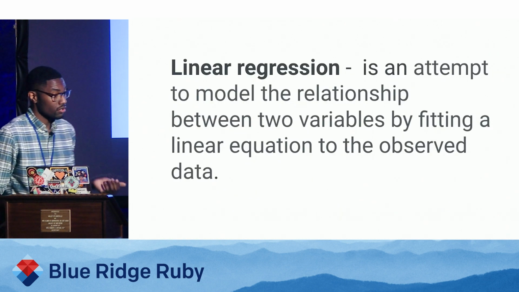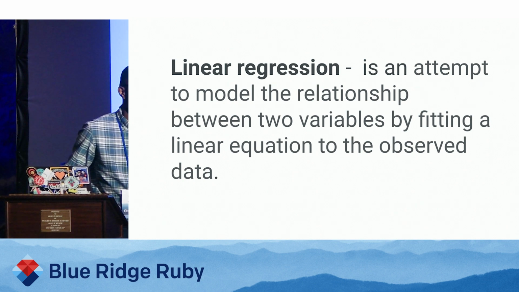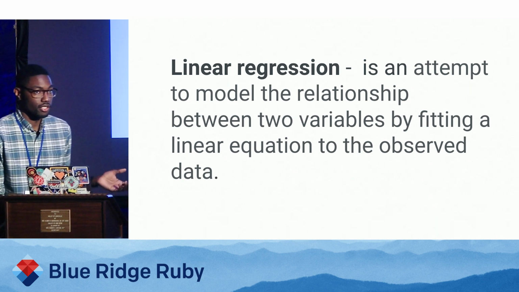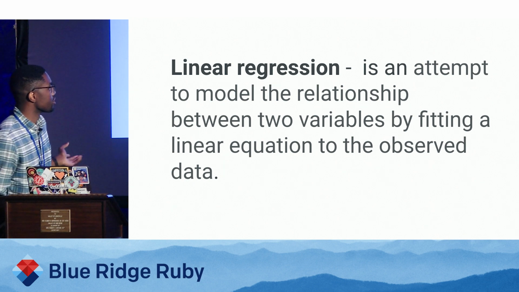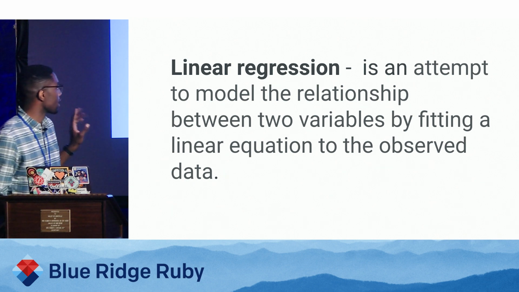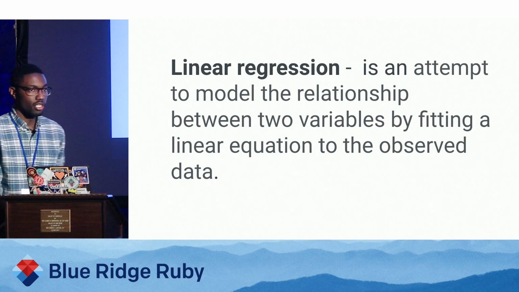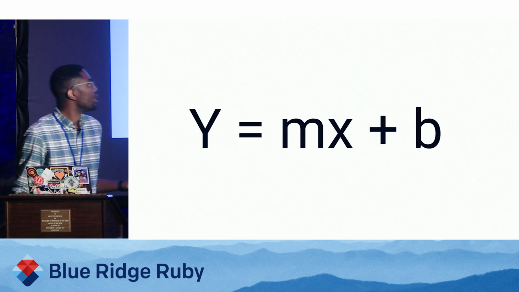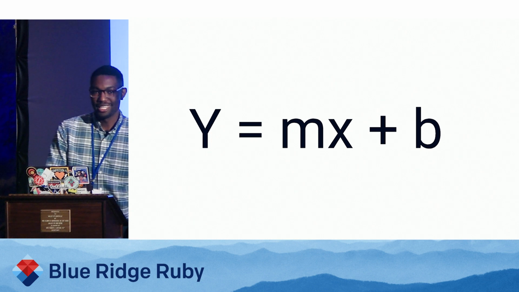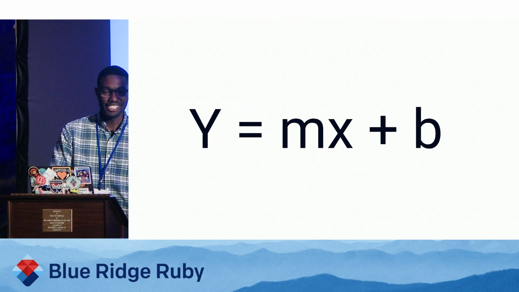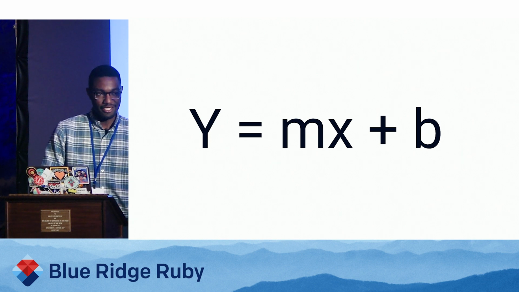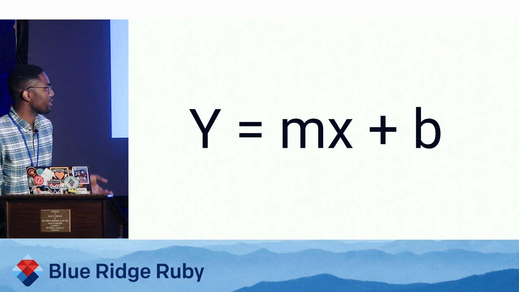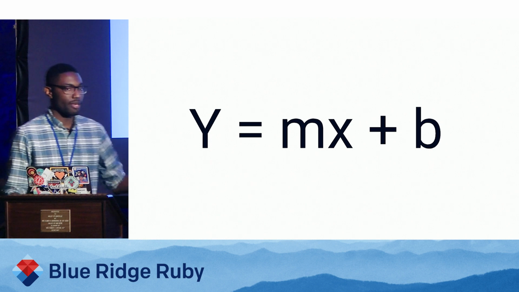And so the model that I used to build this out was linear regression. Linear regression is an attempt to model the relationship between two variables by fitting a linear equation to the observed data. So does anybody know what this formula is? You can shout it out or raise your hand or whatever. Yeah, so it's a formula for a line. It's like y equals mx plus b.